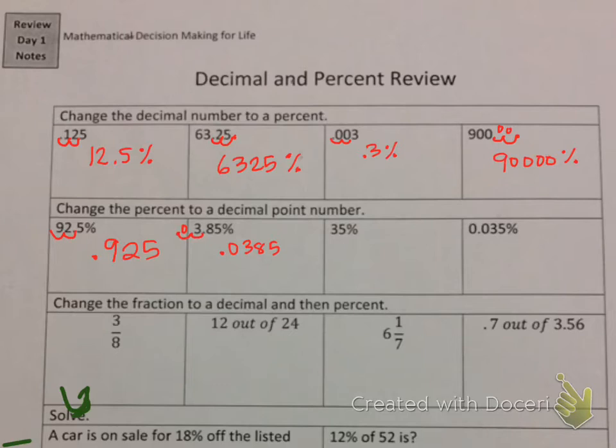35%, that starts with the decimal point back here behind the 5. And then I'd have to move it 2 to the left. So it's going to end up out in front. So 0.35 would be my solution on that.